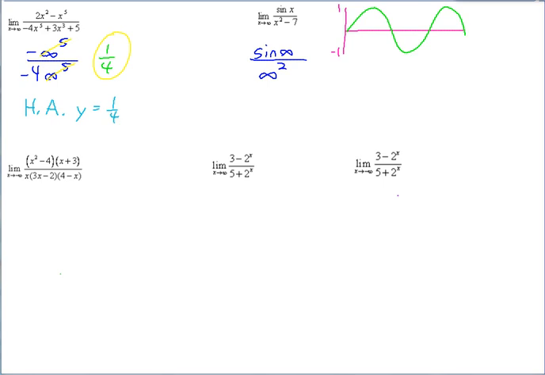So, the numerator is going back and forth between 1 and negative 1. Meanwhile, the denominator is huge. It's infinity squared. So whenever the denominator is that much larger than the numerator, this is going to approach 0. So this one does have a horizontal asymptote of y equals 0. What this would look like graphically is something like this. Because the denominator keeps getting bigger, the values get smaller as we go.